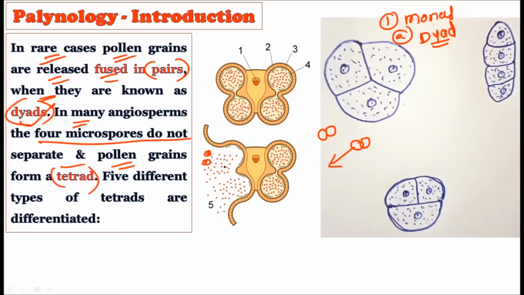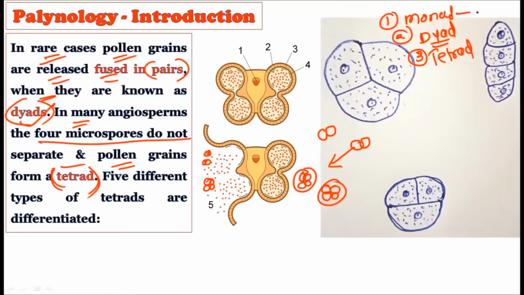Now in many angiosperms, the four microspores do not separate at all, and the pollen grains form a tetrad. They never separate from one another, and they are released as a tetrad. So four pollen grains are released at the same time, attached to each other and not separated. These four pollen grains are transferred from one plant to another plant. In such a case, we use the term tetrad. So what is the third term? It is called the tetrad.